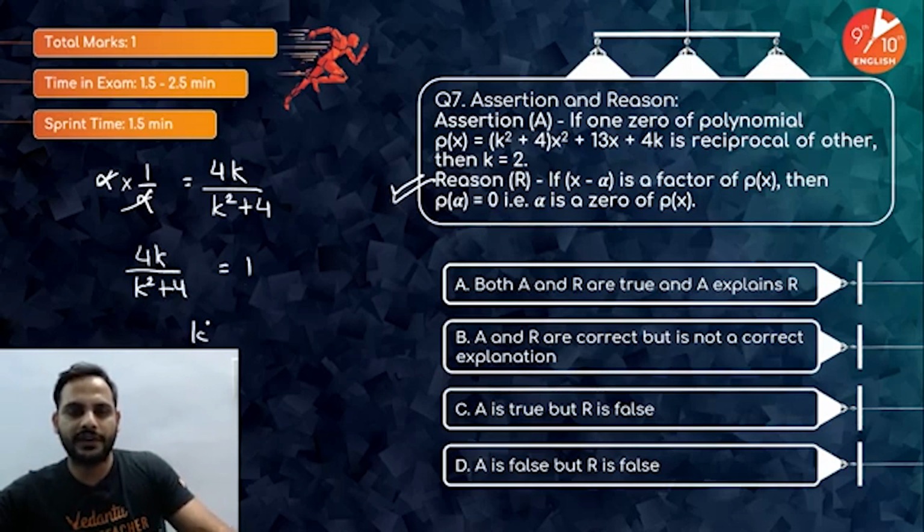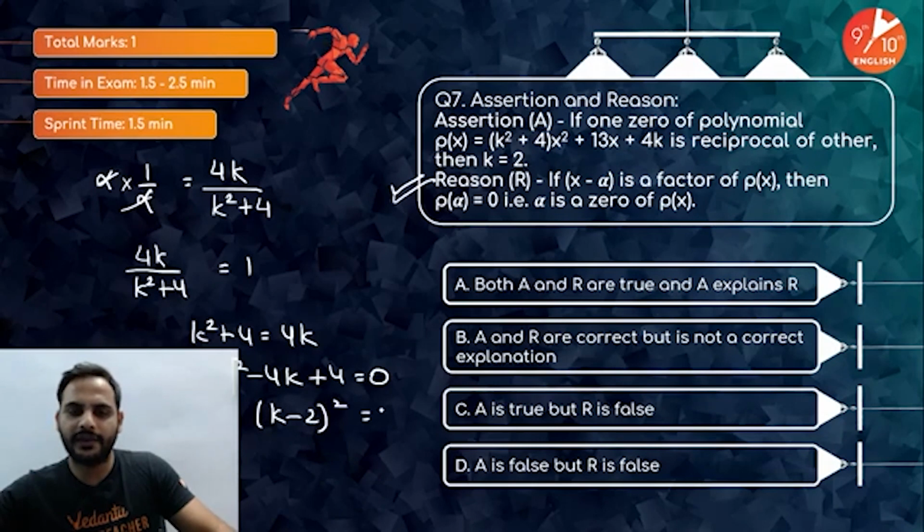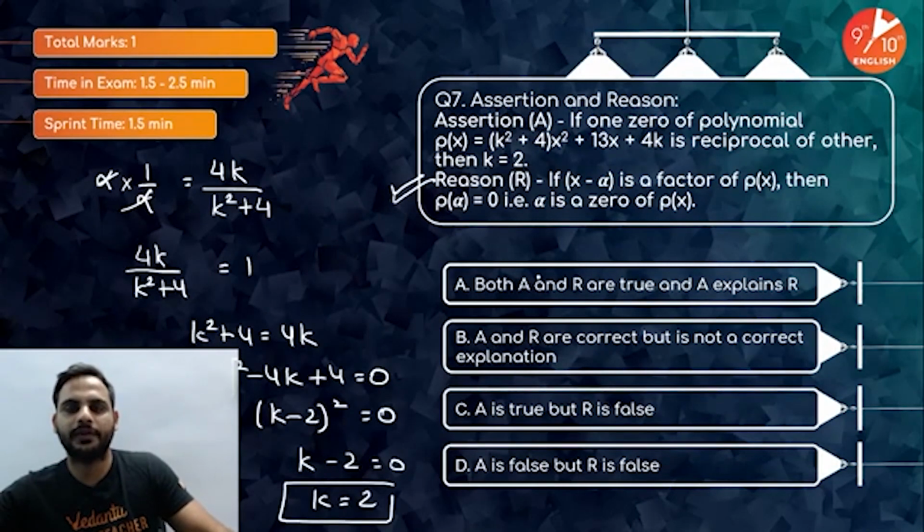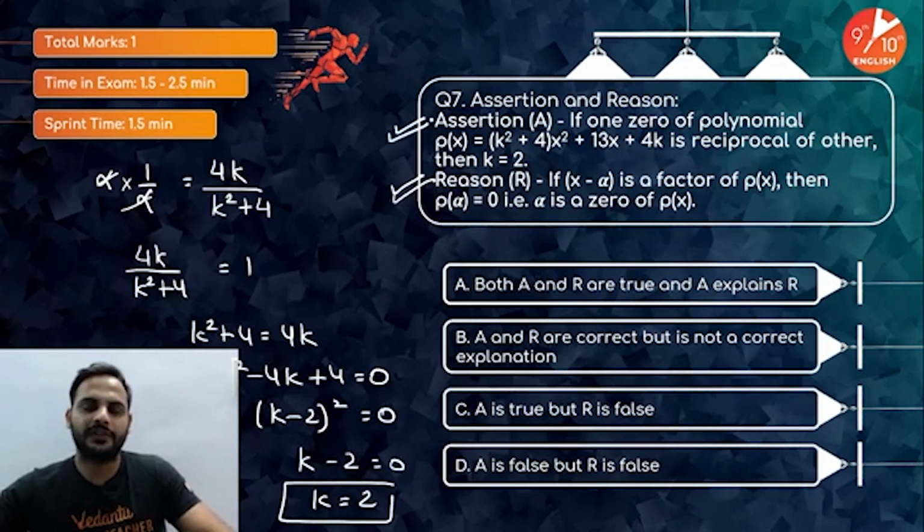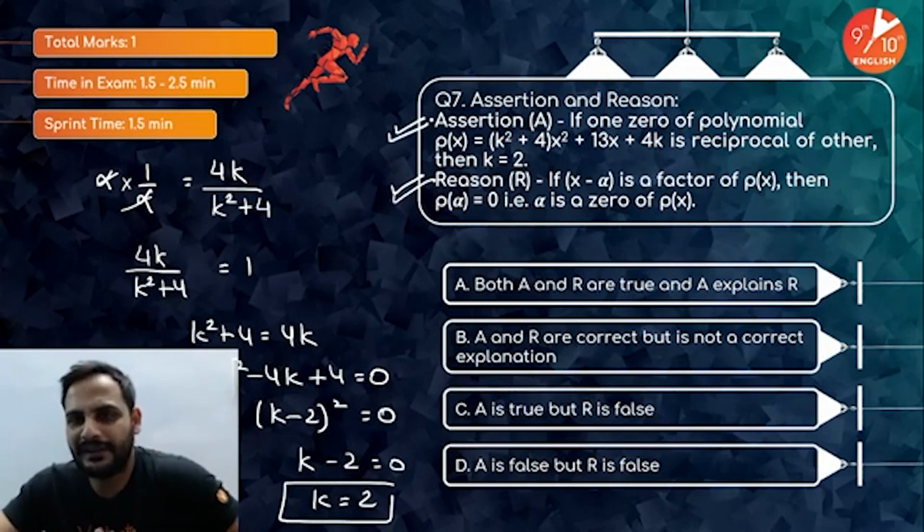Shift it over there, we'll get k square plus 4 is equal to 4k. Shift 4k over there, k square minus 4k plus 4 equal to 0. If you can identify, this is nothing but (k minus 2) whole square. And if (k minus 2) whole square is equal to 0, I can say, sir, k minus 2 is also equal to 0 and k is equal to 2. Alright, so k is equal to 2. Assertion is also correct.